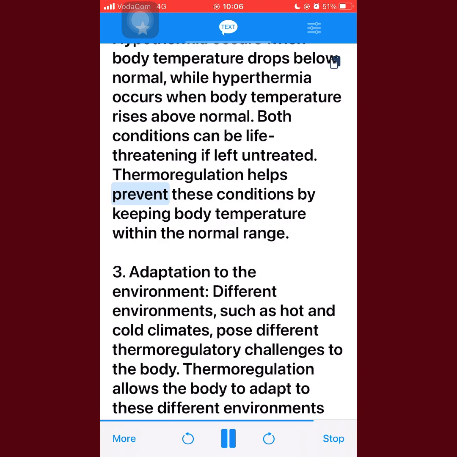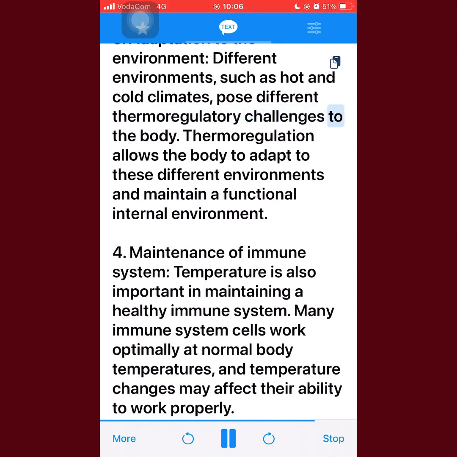Thermoregulation helps prevent these conditions by keeping body temperature within the normal range. 3. Adaptation to the environment. Different environments, such as hot and cold climates, pose different thermoregulatory challenges to the body. Thermoregulation allows the body to adapt to these different environments and maintain a functional internal environment.